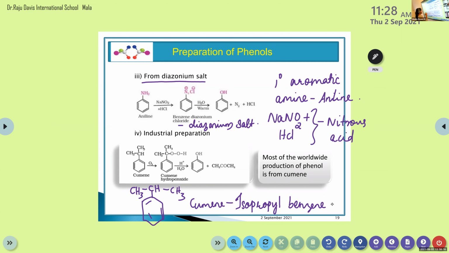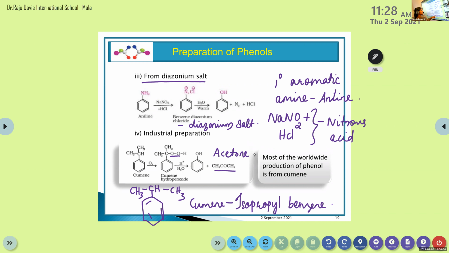Here in this reaction, you can see that two oxygen atoms are added to this cumene. Oxidation means addition of oxygen, right? So the two oxygen atoms are added to this cumene and it becomes cumene hydroperoxide. Then water is added in the presence of acid to form phenol and acetone. Here one more important product is obtained, that is acetone, along with phenol.